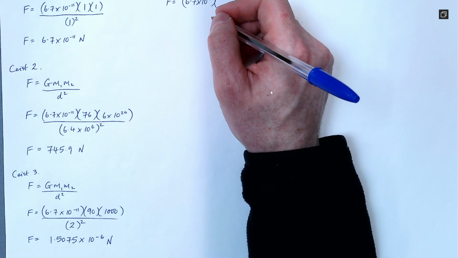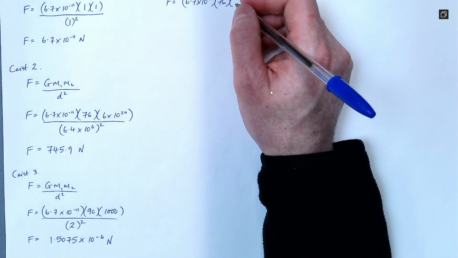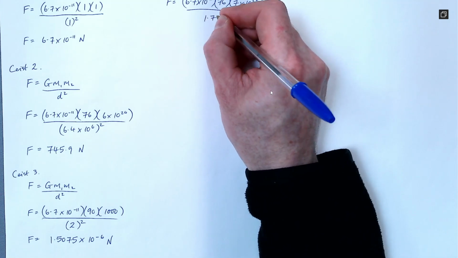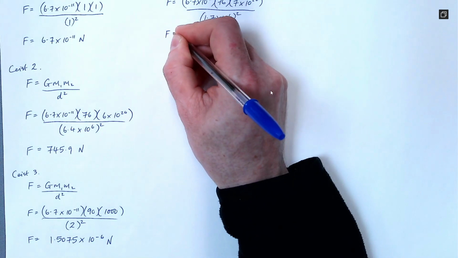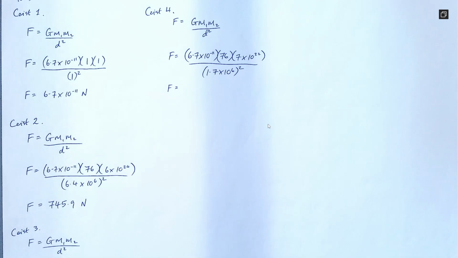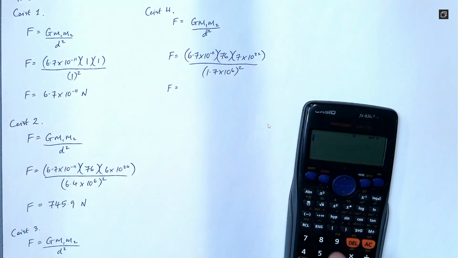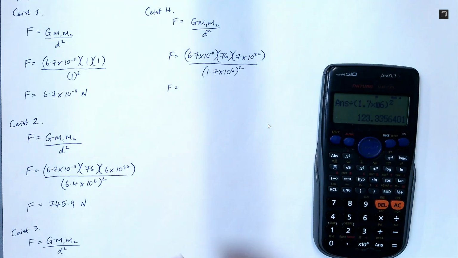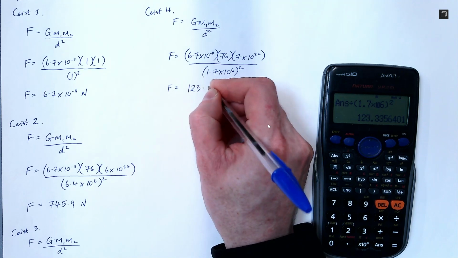Now the mass of the man is 76 kg, the mass of the moon is 7 by 10 to the power of 22, and the distance for the moon is 1.7 by 10 to the power of 6, squared. Into the calculator, and you get 53.3 newtons.